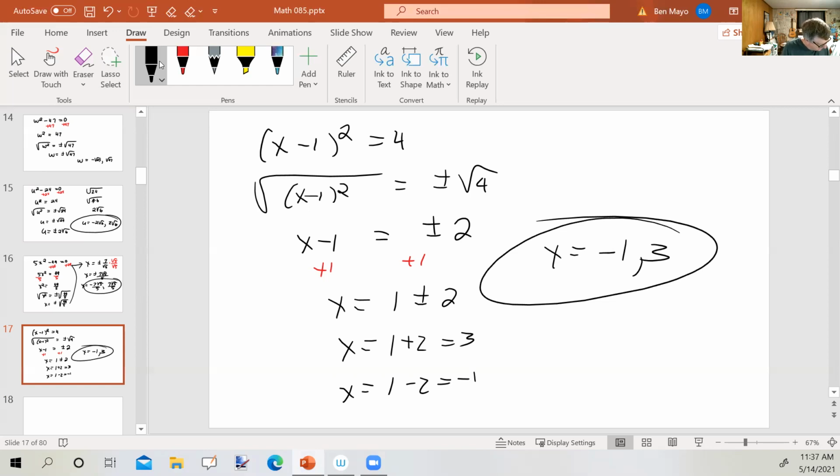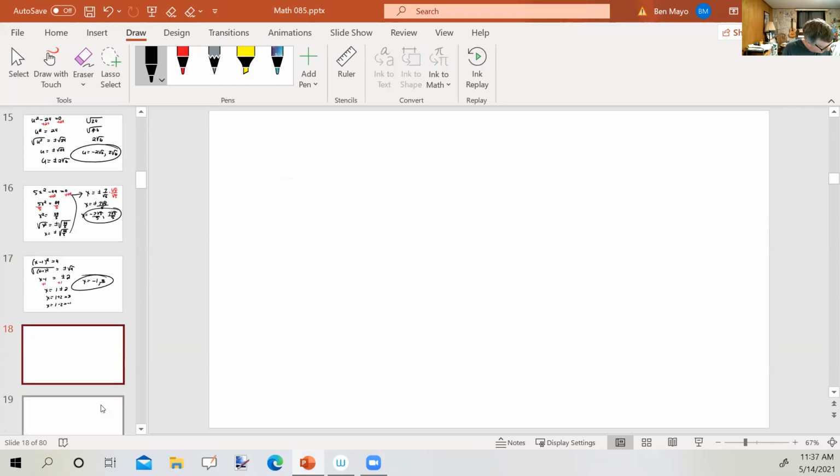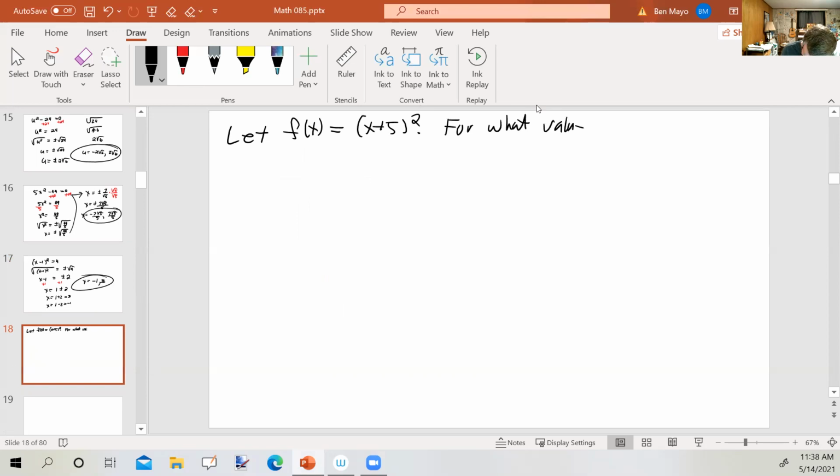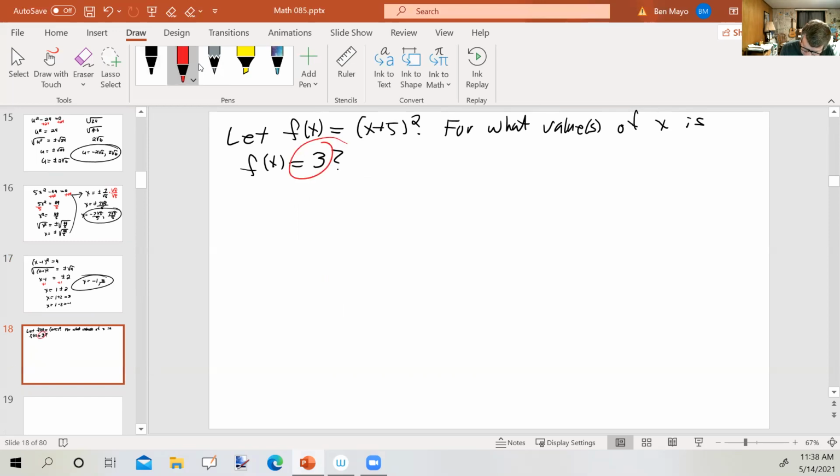Let's see what we got. Let f of x equal the quantity x plus 5 squared. For what value or values of x is f of x equal to 3? So basically 3 is going to go in the place of f of x. So I've got x plus 5 squared equals 3.